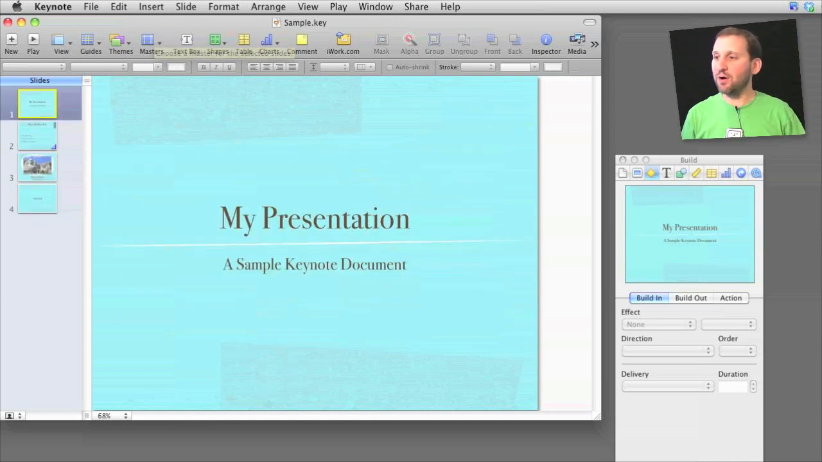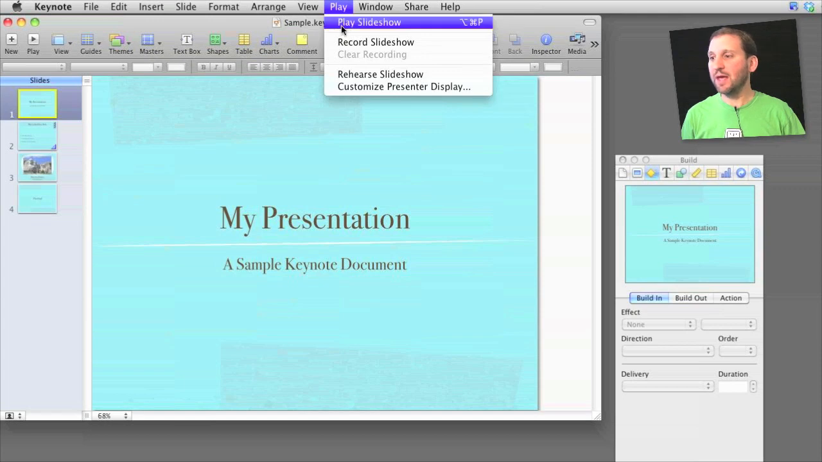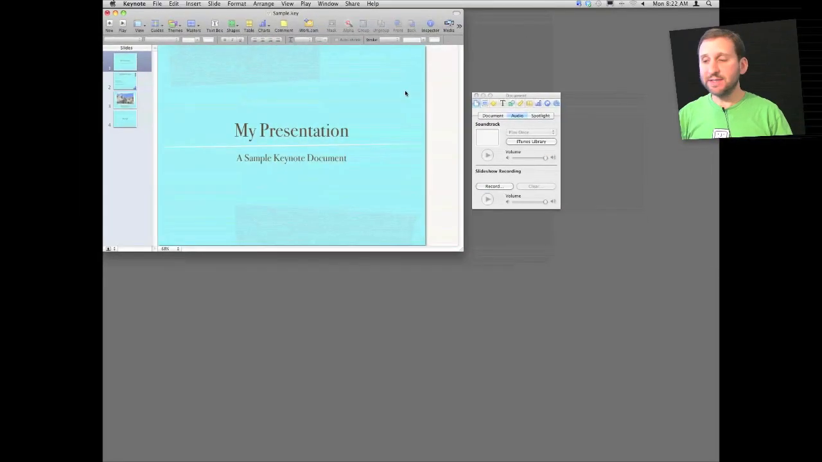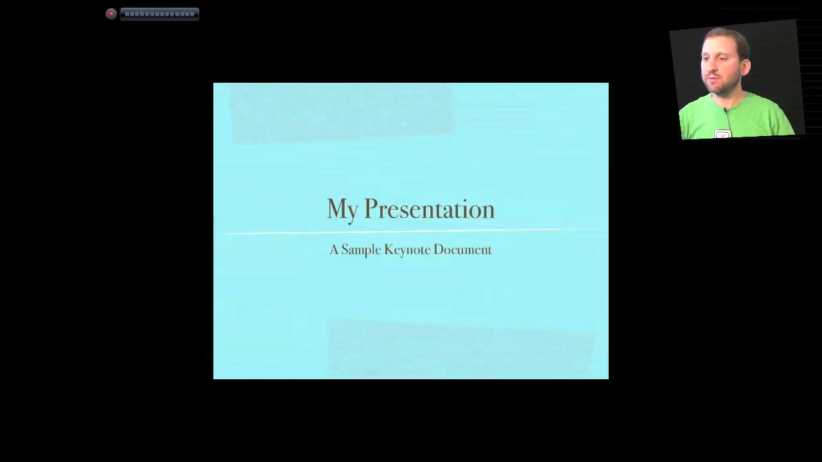Now to do that, what you need to do is go to Play and choose Record Slideshow. When you do that, your microphone will then be used to record your voice and also record the timings of how you do things. So when you go from one slide to another or bring up different bullet points. So let's give it a try. I'm going to go to Play, Record Slideshow.